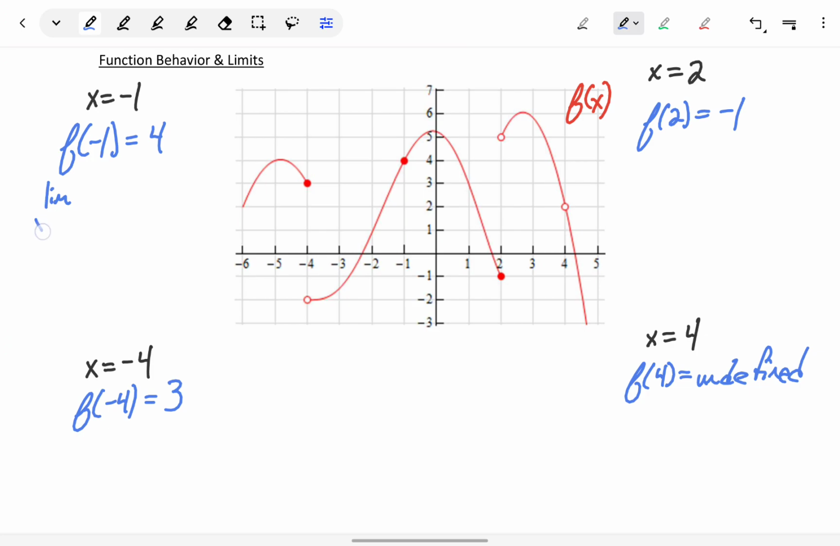So we'll start off by looking at the limit as x approaches -1 from the right-hand side of f of x. To do that, we'll look at our function near x equals -1, and that plus tells us that we're approaching from the right-hand side. So we'll get closer and closer to that function value of, in this case, 4.